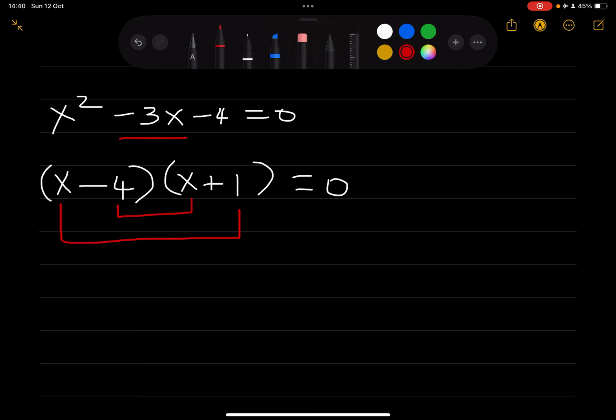I always check by multiplying to make sure that I have indeed factorized properly. If not, I'll keep on switching signs and all that. It's sort of a trial and error thing.